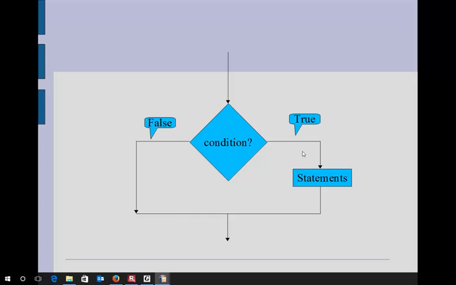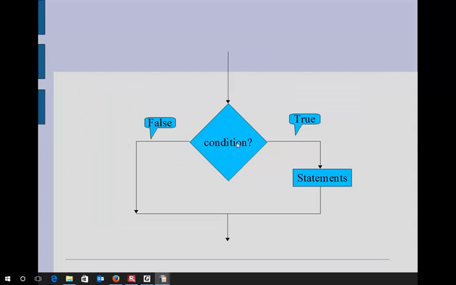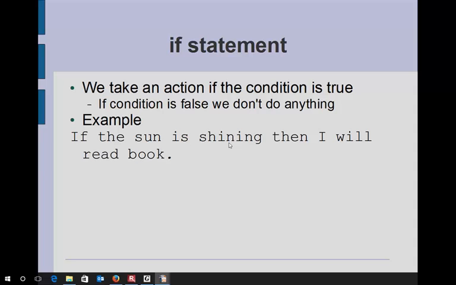Okay. Now let's see how we actually write this in Java. Actually, before I talk about that, there's one more thing, because we have to look at the condition. In this case the condition is sun is shining. Now how do you actually write this in Java?